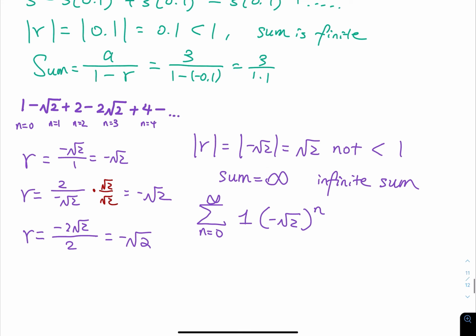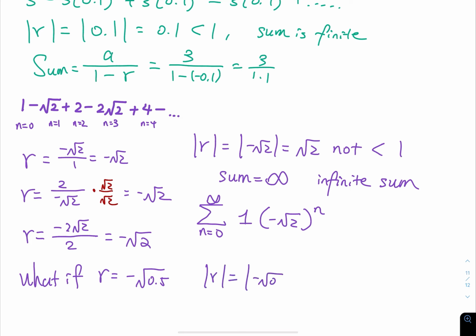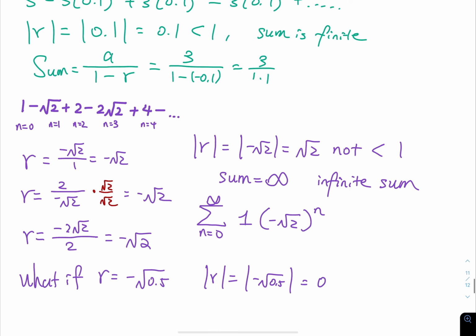Okay, can we do some what if? Yep, so we can do a what if. You have the common ratio is negative square root of 0.5, that is less than 1. So the absolute value of this is around positive 0.71, right? So if you approximate that 0.71, that is less than 1.